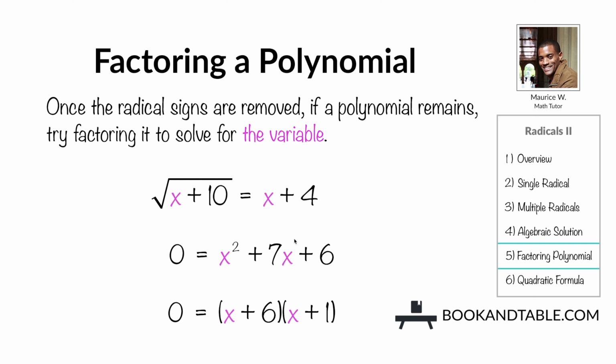Once the radical signs are removed, if a polynomial remains, then try factoring it to solve for the variable. So let's say you started with the radical equation, radical x plus 10 is equal to x plus 4.